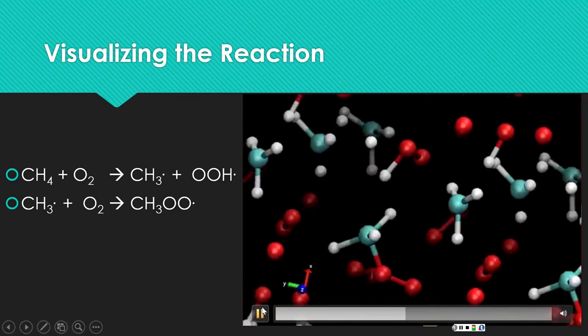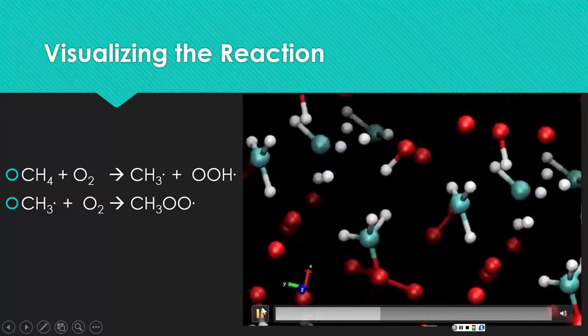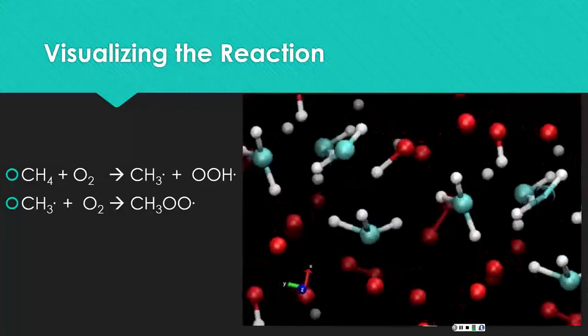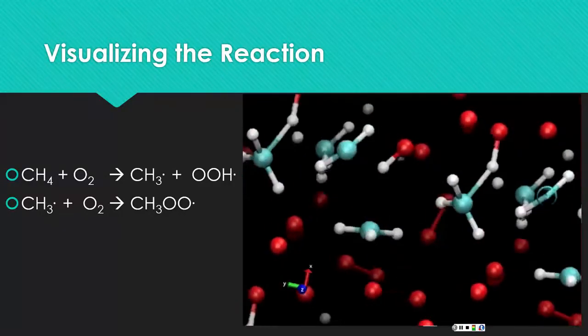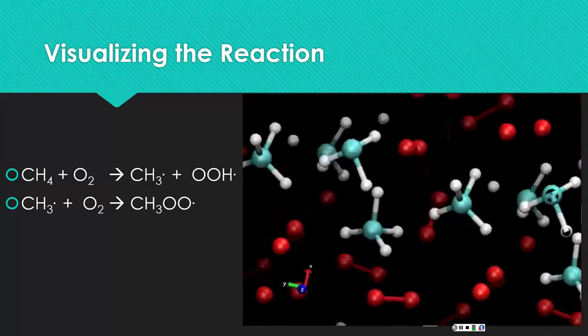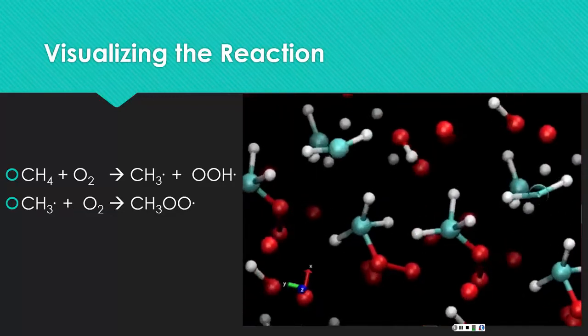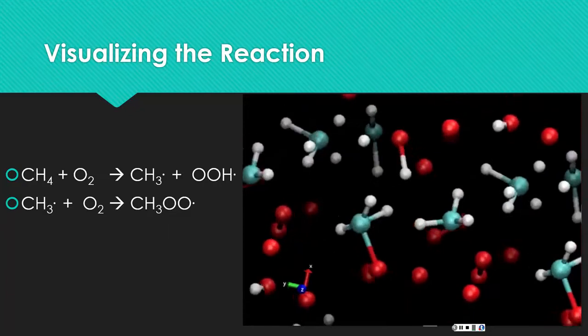So this is basically just an animation of what it's going through in the previous slide. You can kind of see, this methane is a good one to focus on. It was central. You can see it interacting with the oxygens and then losing it.